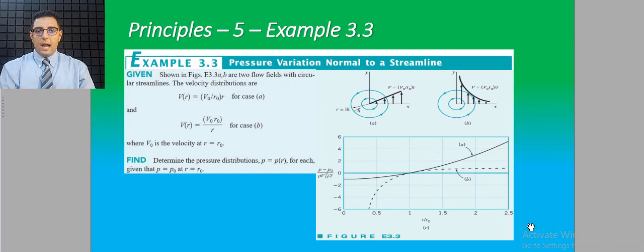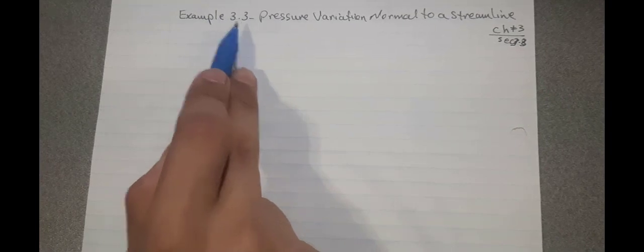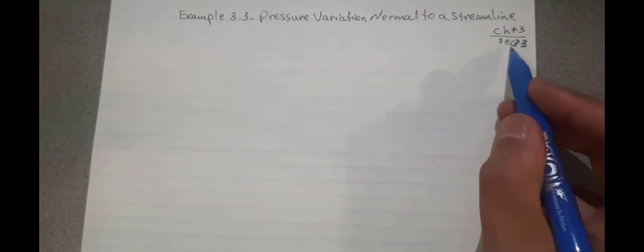So we are having a good example about pressure variation normal to the streamline. I'm going to have it solved for you in the written text, so follow me with it. Welcome, guys, to the problem solving of Example 3.3, which is titled pressure variation normal to a streamline, from Section 3.3 of Chapter 3.